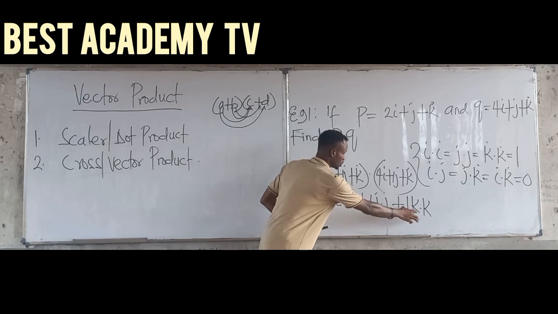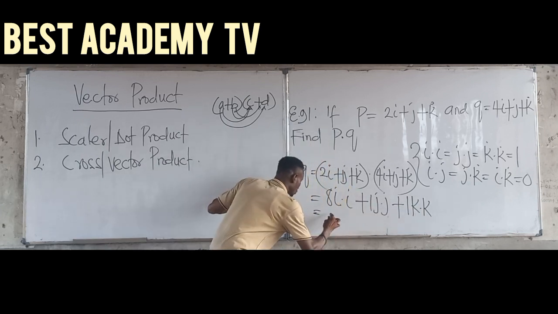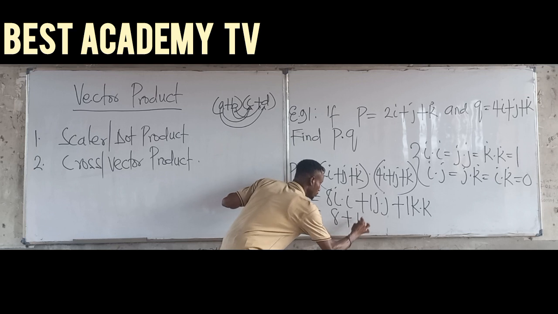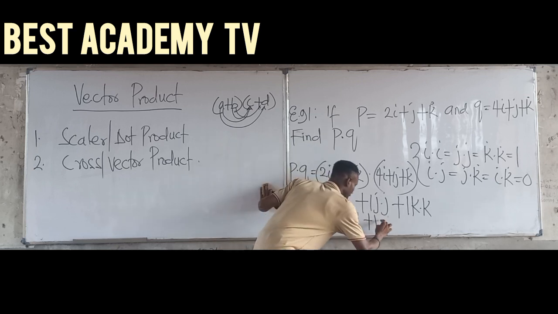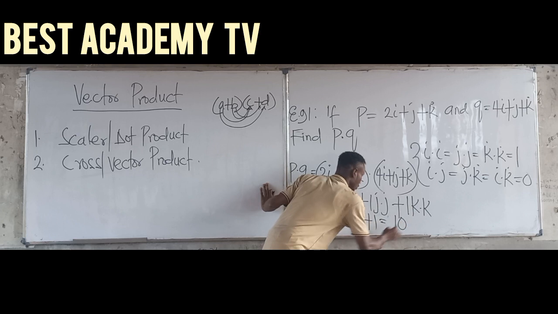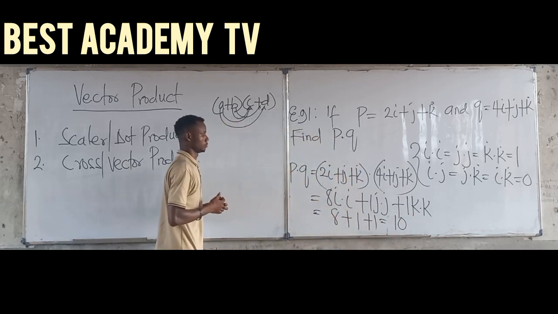When you replace the values here, this will give us 1. This will give us 1. This will give us 1. So the answer to this will be 8 plus 1 plus 1. What is the total answer to this one here? 10. So my answer here is 10.